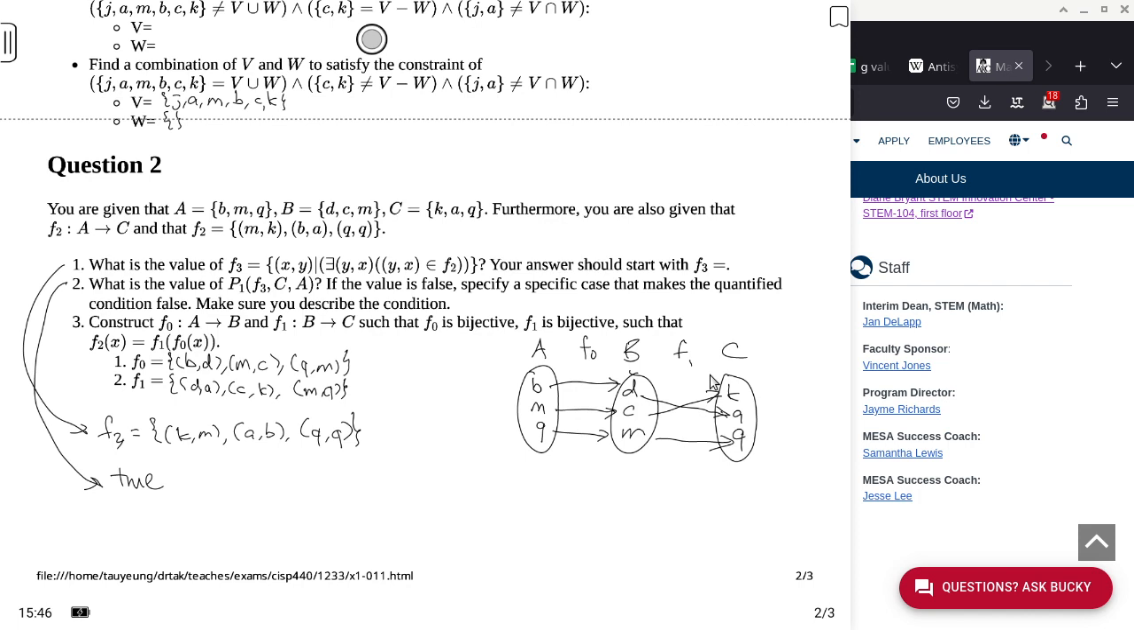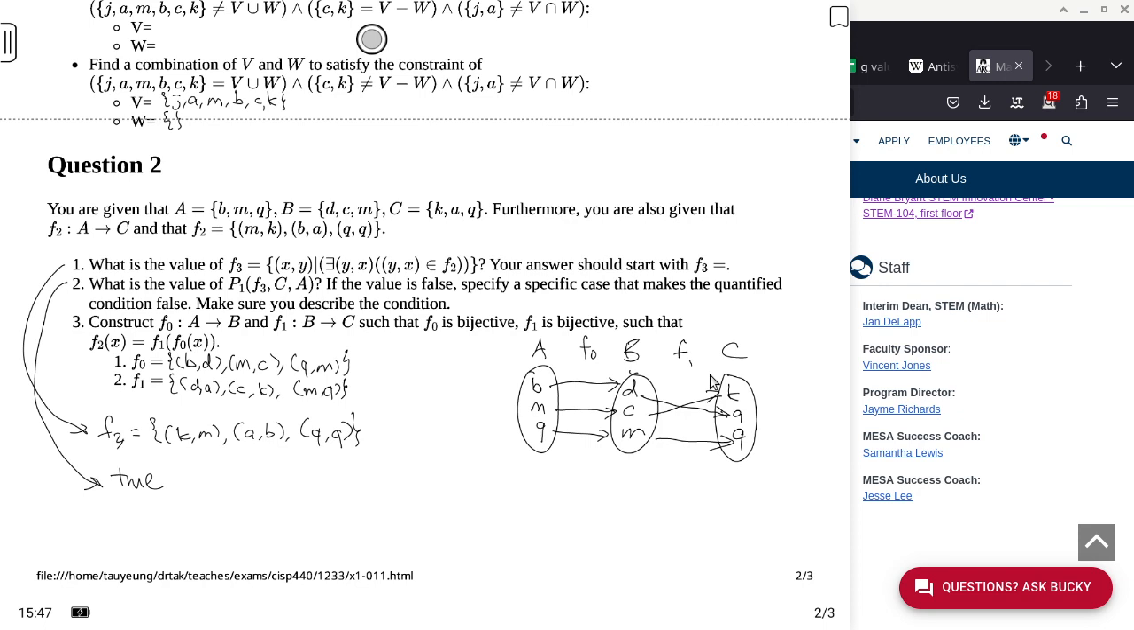Are we good with this one? Does it really matter to do it this way? Because for F0, I have DB, MM, and QM. Does it really matter? No. There are 3 factorial, 6 ways to make this work. Which of the 6 ways you want to do is up to you, because all I did was make F0 from A to B. So the way you configure F0 and F1, the answer is not unique. There are multiple answers. All right, so that's question number 2.